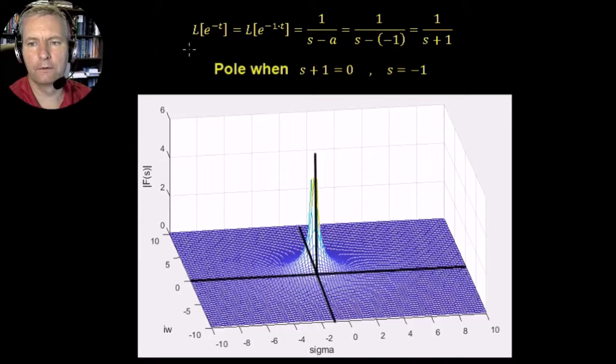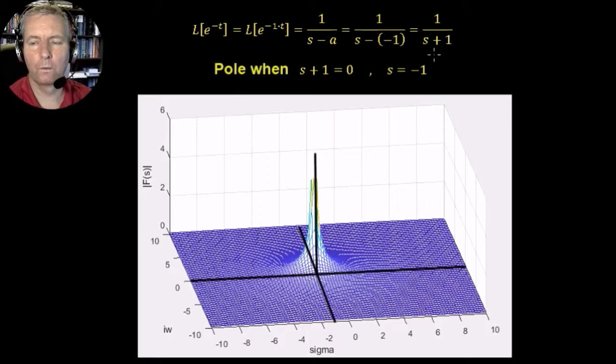So we've got the Laplace transform of e to the minus t, which is equivalent to the Laplace transform of e to the minus 1 times t. So we've seen that the Laplace transform of that is going to be given by 1 upon s minus a. So that'll be 1 upon s minus, well in this case a is minus 1, so it's s minus minus 1, which will be 1 upon s plus 1.